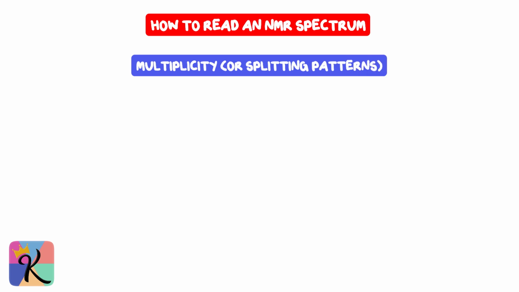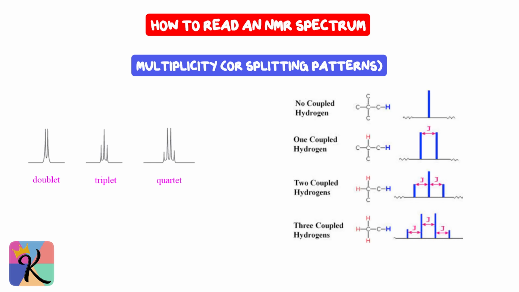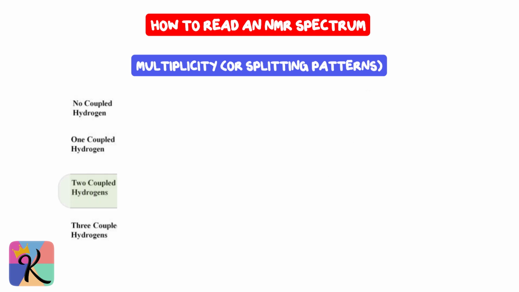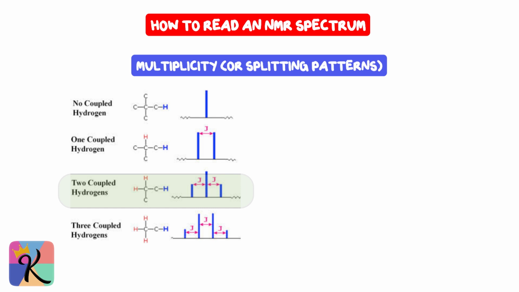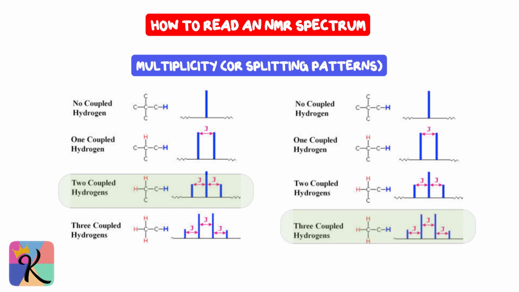The splitting of signals into doublets, triplets, or quartets provides clues about how many neighboring protons are nearby. This phenomenon is known as spin-spin coupling, and it occurs because protons in nearby environments can influence each other's magnetic fields. For instance, a proton with two neighboring protons will appear as a triplet, and one with three neighboring protons will show up as a quartet. These patterns are incredibly useful when piecing together the structure of a molecule.